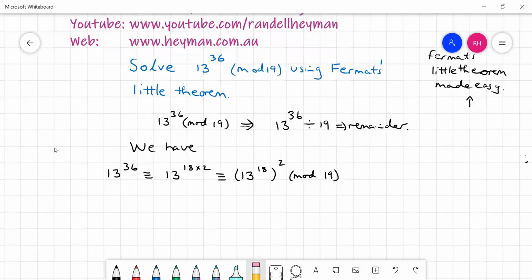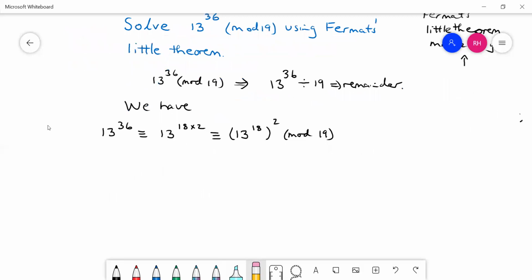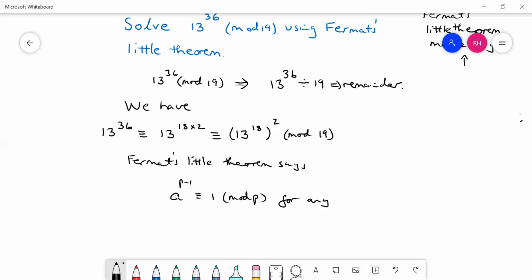Now, why have I done it this way? I could have said 36 is 9 by 4, or 6 by 6. Why did I specifically pick 18? Well, Fermat's little theorem says that a to the p minus 1 is equivalent to 1 modulo p for any prime p.